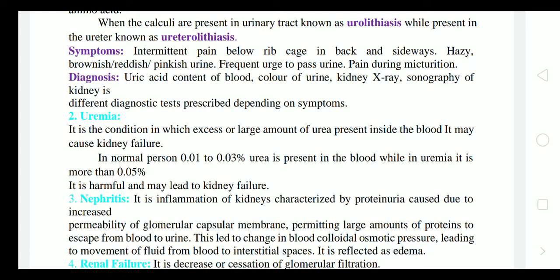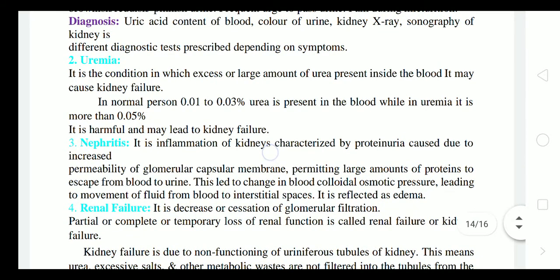Symptoms: intermittent pain below the rib cage, in the back and sideways, hazy brownish, reddish or pinkish urine, frequent urge to pass urine, and pain during micturition, that is, while passing urine. Diagnosis means how we can find out. Uric acid content of blood, color of urine, kidney X-ray, and sonography of the kidney are different diagnosis tests, prescribed depending upon the symptoms.